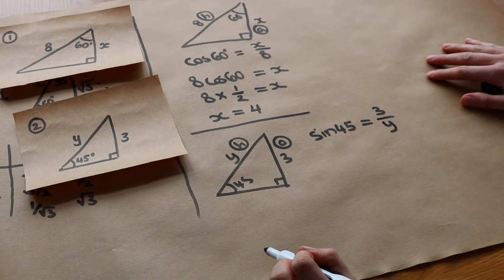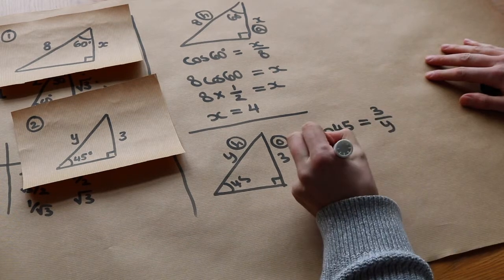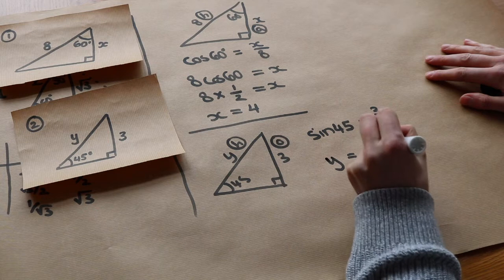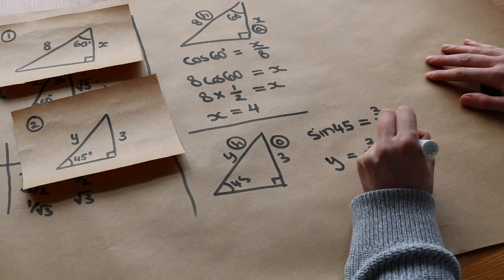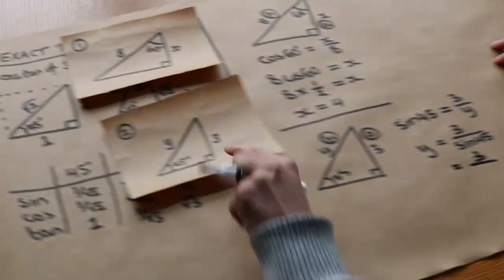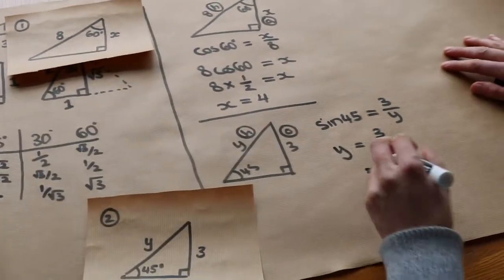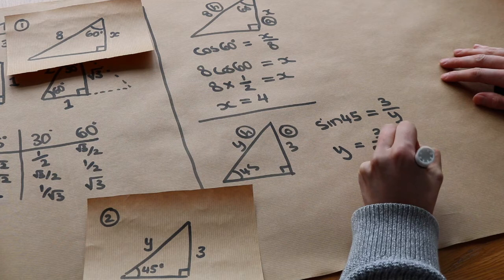And as I've mentioned in my previous videos, we can use the swapsy trick, so we can swap these two to get y is equal to 3 over sine 45. Now this one's a bit harder when we put it in. Sine of 45 is 1 over root 2. So it's 3 divided by 1 over root 2.